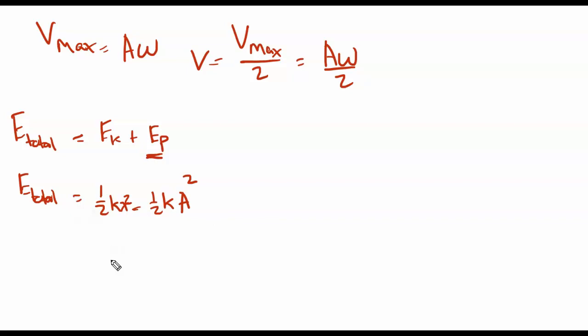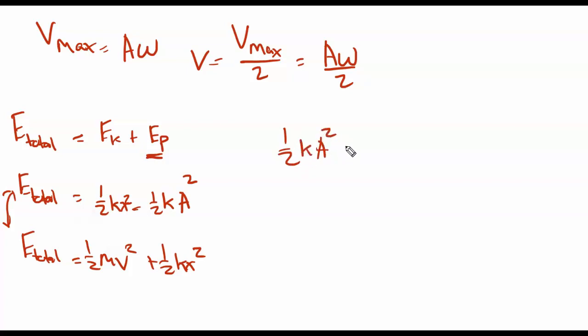Now at any other moment in time besides the endpoint, the total energy is always going to be equal to the kinetic energy plus the potential energy, right? Because energy is conserved, these two things have to be equal to each other. In other words, 1/2 ka squared has to equal 1/2 kx squared plus 1/2 mv squared.